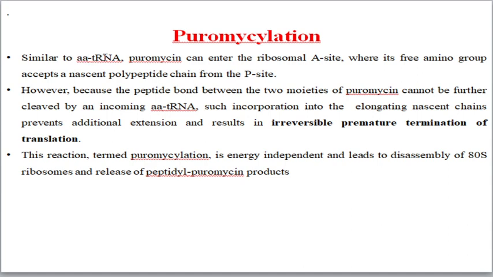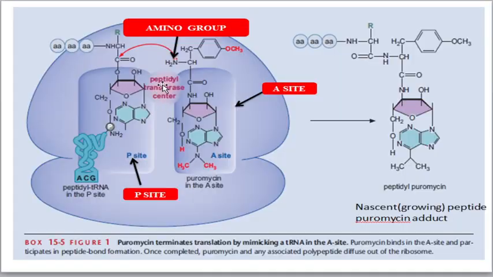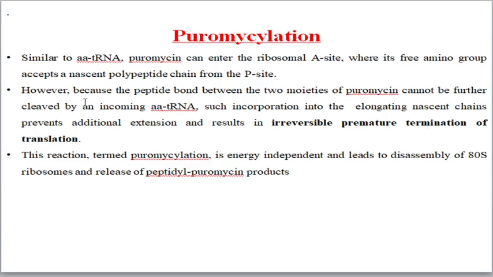Similar to this amino acyl tRNA, this puromycin can also enter the A site of the ribosome. This puromycin also consists of a free amino group. Here you can see this NH2 is a free amino group present in puromycin. It will accept the incoming amino acid. But the peptide bond between the two moieties of puromycin cannot be cleaved by the incoming amino acid, because you all know the process of peptide chain elongation is done by the formation of peptide bonds. So this kind of elongation will not happen. As a result, it will lead to irreversible premature termination of translation.